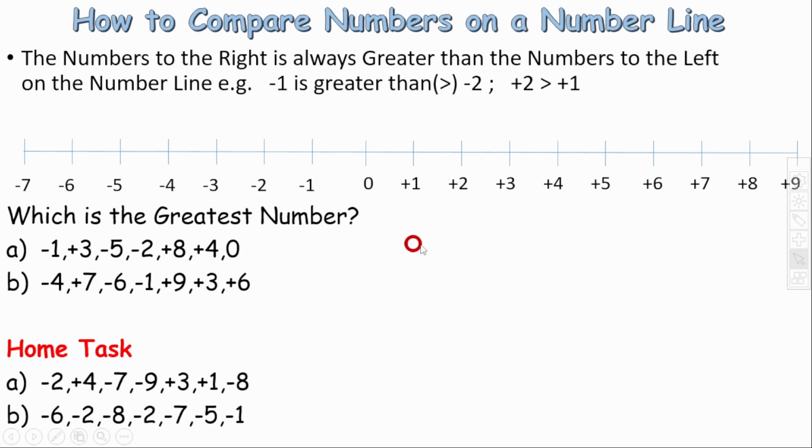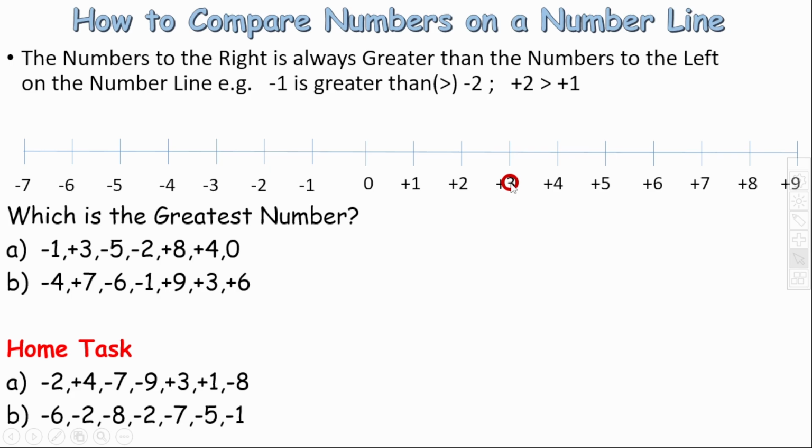The numbers to the right of a number line are always greater than the numbers to the left. What I'm trying to say is, if you look at it properly, minus 1 is greater than minus 2, minus 2 is greater than minus 3, minus 3 is greater than minus 4, minus 4 is greater than minus 5, minus 5 is greater than minus 6. In the same way, plus 2 is greater than plus 1, plus 3 is greater than plus 2, plus 4 is greater than plus 3, and so on and so forth.